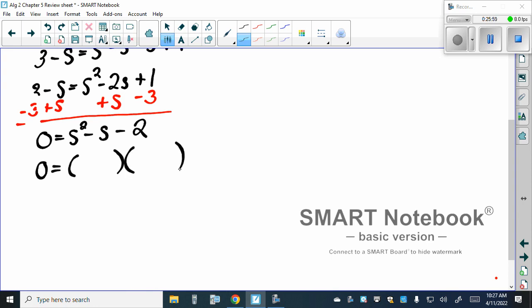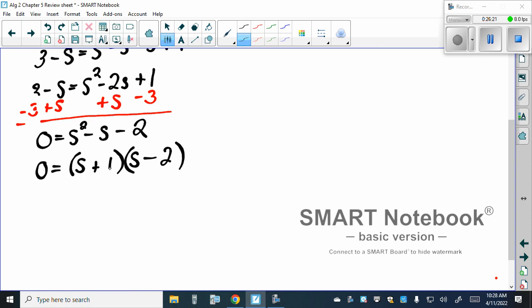Now if we factor this, since the 2 is negative, our signs are opposite. Factors of s squared are s and s. The factors of 2 are 1 and 2. Which one needs to be negative? The 2. And these would be our factors.